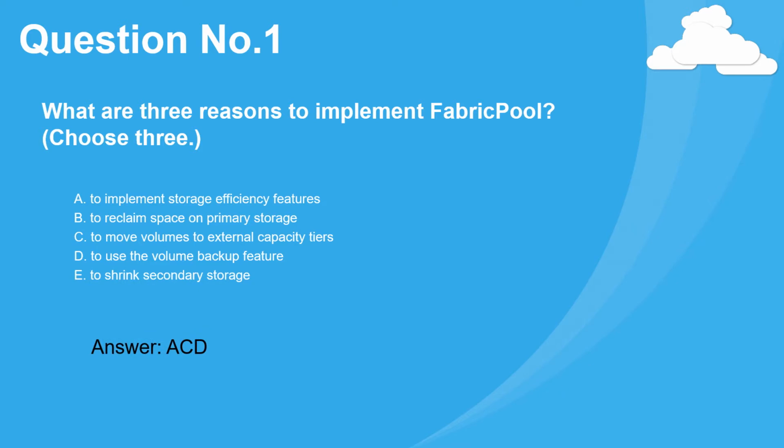Question number 1. What are 3 reasons to implement Fabric Pool? Choose 3. A. To implement storage efficiency features. B. To reclaim space on primary storage. C. To move volumes to external capacity tiers. D. To use the volume backup feature. E. To shrink secondary storage. Answer. A, C, D.